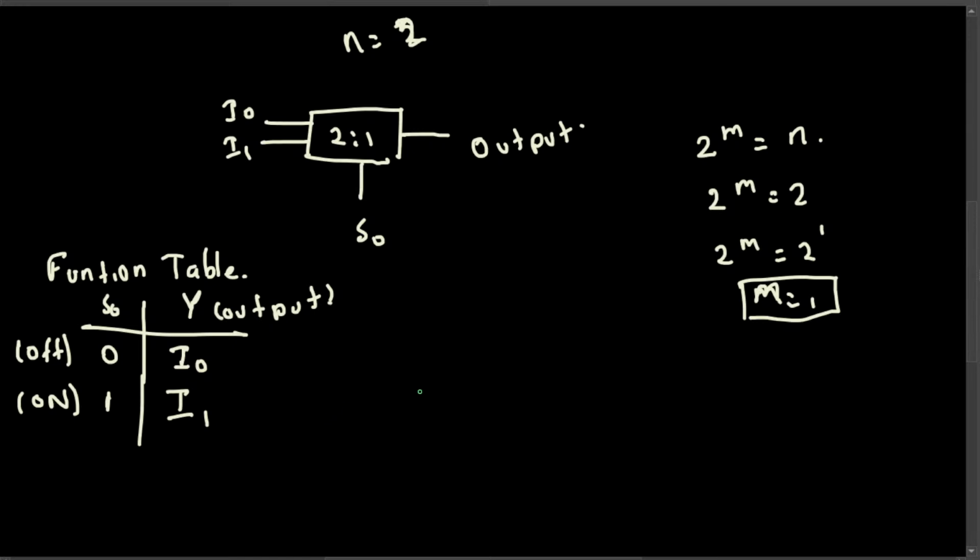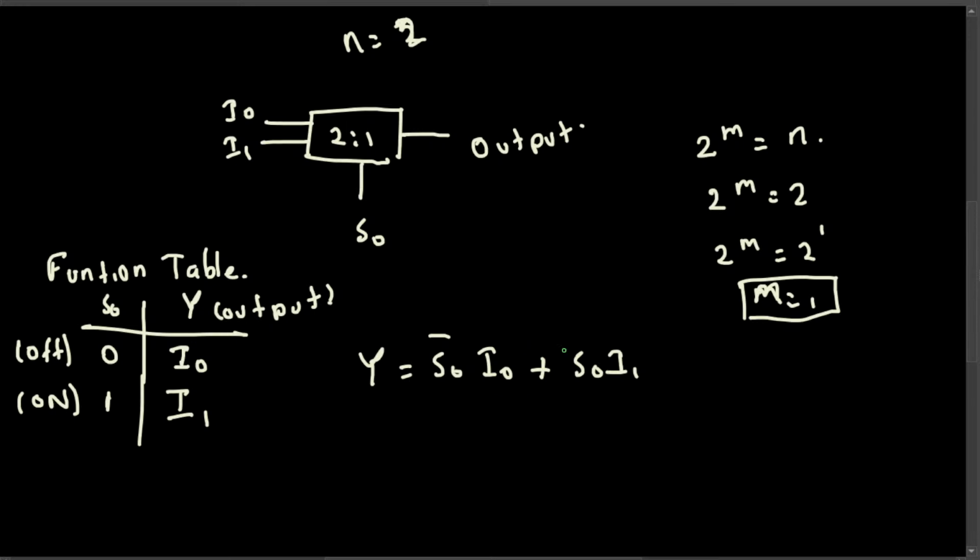Now let's look at the expression for this output. It's going to be S0 naught and I0, because S0 is 0 at this point. To find the minterm, we put a naught for zeros. So S0 naught I0 plus S0 I1.